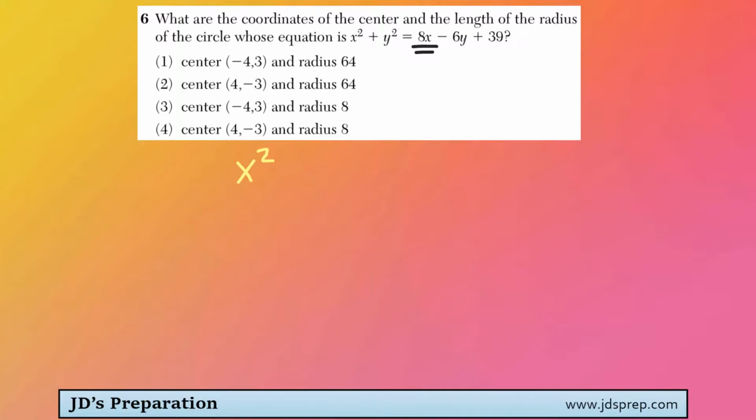On the right hand side we have this 8x. So what I'm going to do is subtract 8x from both sides of the equation. And then on the left hand side we'll now have x squared minus 8x. Then we'll have our y squared. And we're going to add 6y to both sides to cancel that minus 6y out. So then we'll have plus 6y. And now this is all equal to just 39.